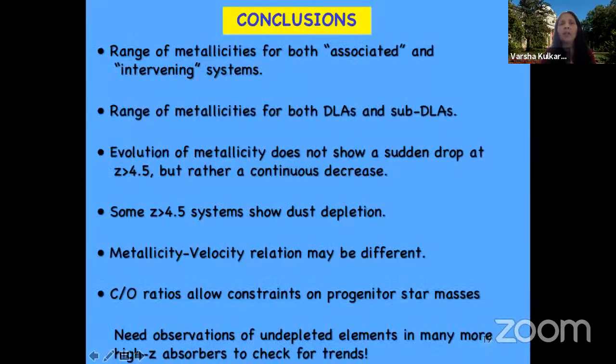So I'll just put up my conclusions here. Basically, the range of metallicity is wide, between both associated and intervening systems, both DLAs and sub-DLAs. Evolution does not show a sudden drop. Some systems do show dust depletion, and the metallicity velocity relation may be different. And ratios like carbon to oxygen and even silicon to oxygen will be very important in the future. And obviously, we need to increase all these samples substantially more to check for trends more robustly.